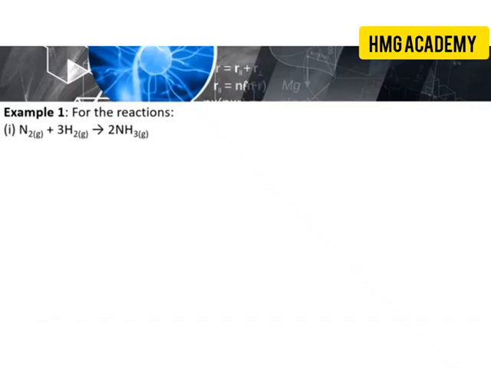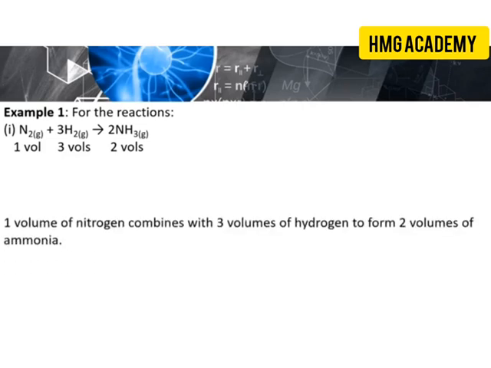So let's take a look at an example. Example 1. For the reaction N2 plus 3H2 to give us 2NH3, that's ammonia. Take a look at their volumes. One volume of nitrogen will combine with 3 volumes of hydrogen to give us 2 volumes of ammonia.